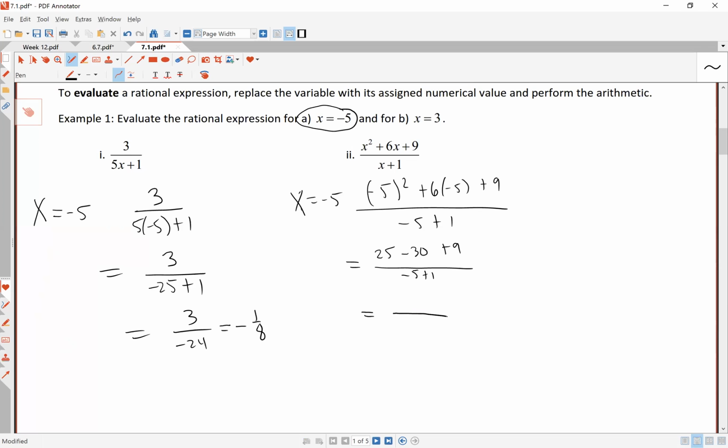All right, so we didn't get 0 in the denominator for this one either. So 25 minus 30 is -5. -5 plus 9 is 4, over -4 gives us -1. It's pretty easy to see that as long as you don't plug in an x equal to -1, then you'll be okay. You'll get an output. But once you plug in -1, it's undefined.